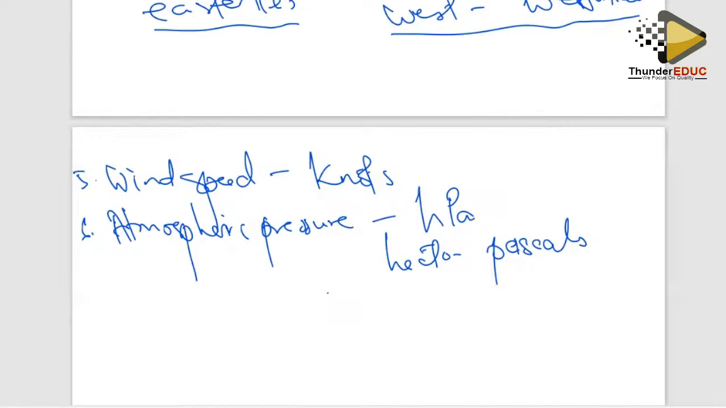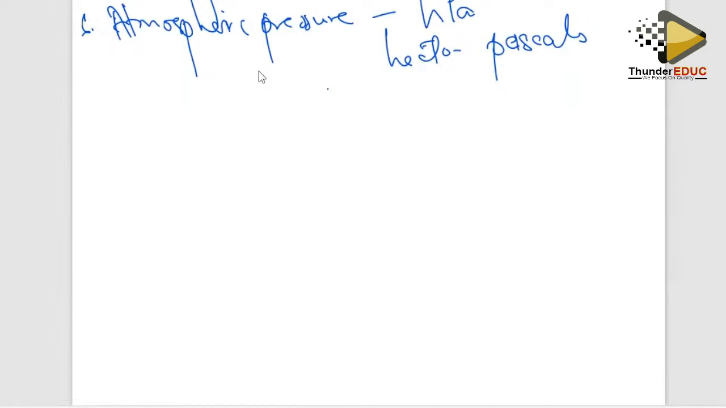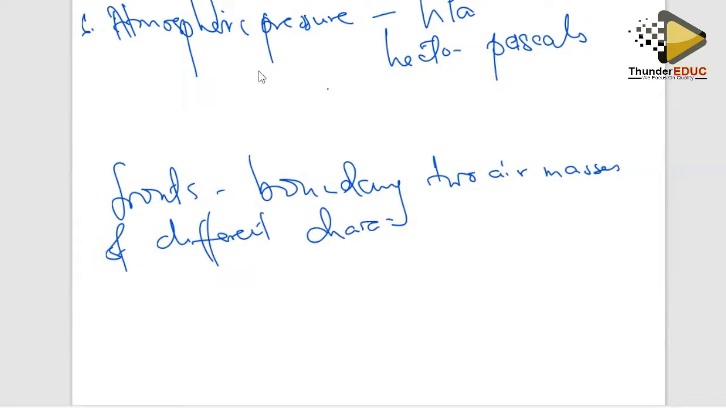Right, or let me summarize it in writing. When you're talking of the fronts, we said basically a front is a boundary between two air masses of different characteristics.